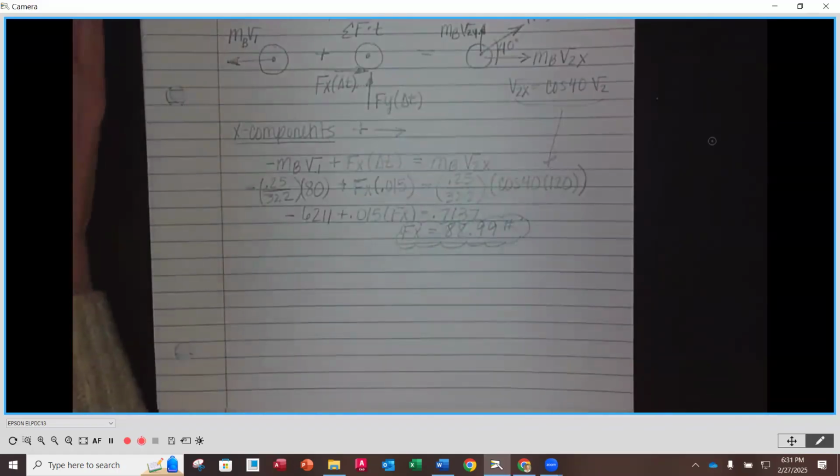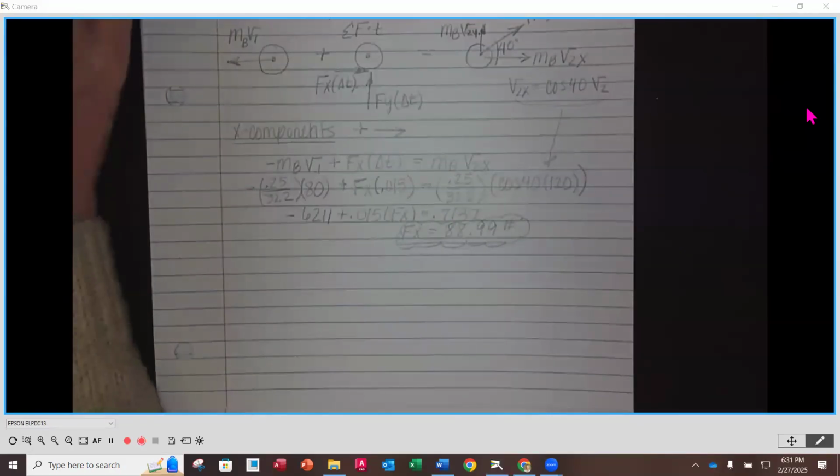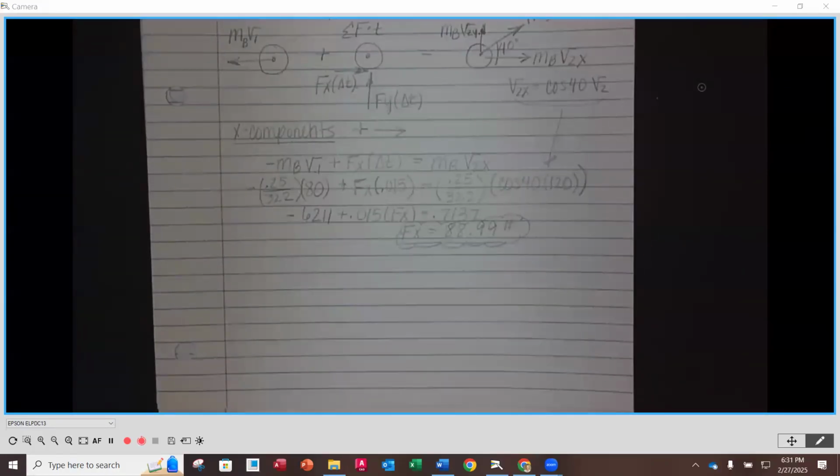Oh, I put in the time. Oh, it's 0.05. Oh, shoot. Yep, that's going to make a little bit of a difference. 0.015. Yeah, it's easy to do. I do it all the time. Okay, so let's start. Got it.